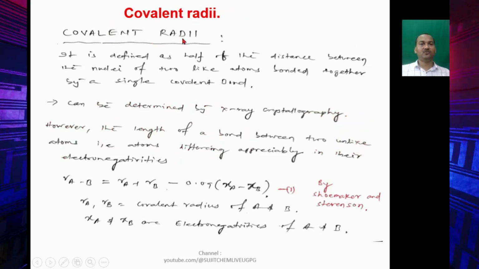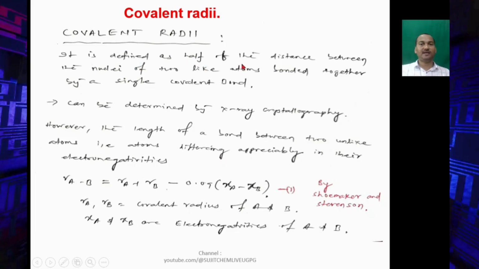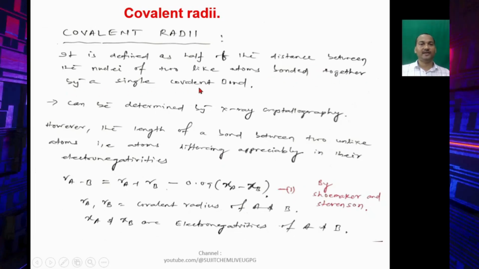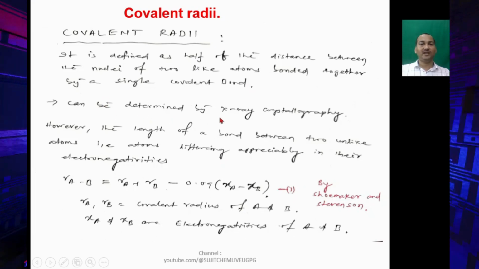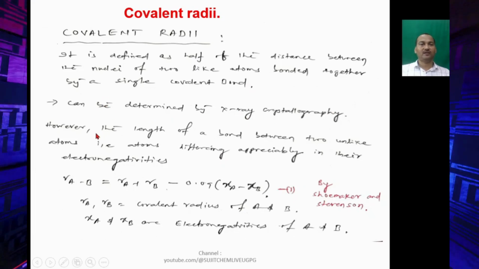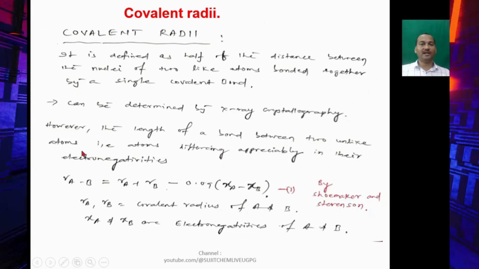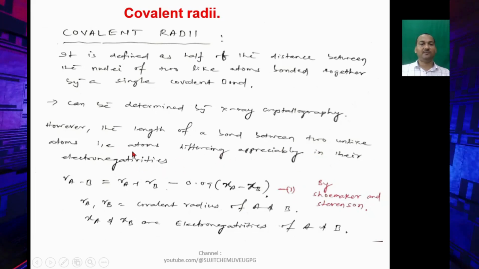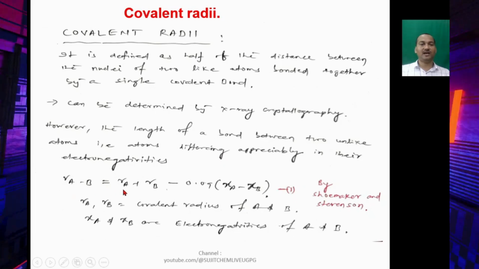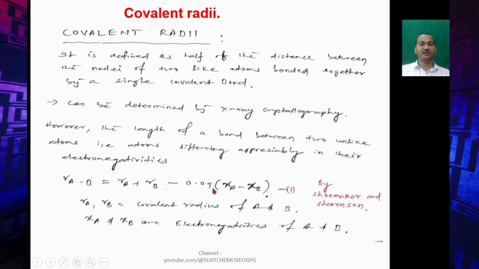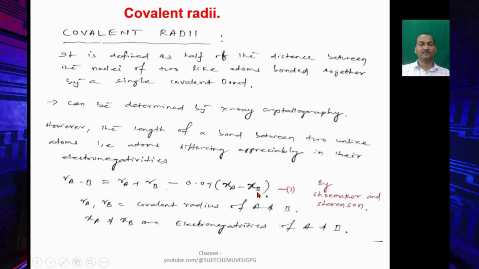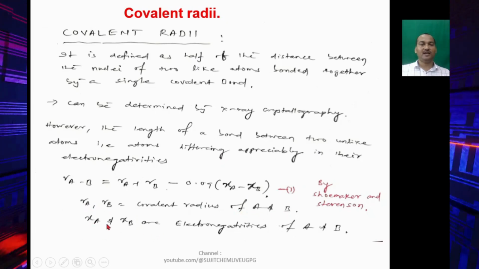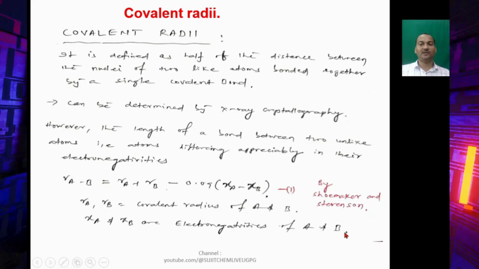Now let's talk about covalent radii. It is defined as half of the distance between the nuclei of two like atoms bonded together by a single covalent bond and can be determined by X-ray crystallography. However, for the length of a bond between two unlike atoms, that is atoms differing appreciably in their electronegativity values, we can find RAB equal to RA plus RB minus 0.09 times (chi A minus chi B), where RA and RB are covalent radii of atoms A and B and chi A and chi B are electronegativities of atoms A and B.